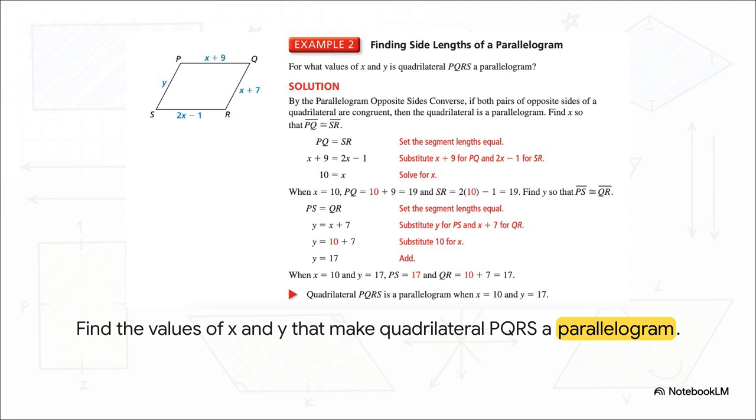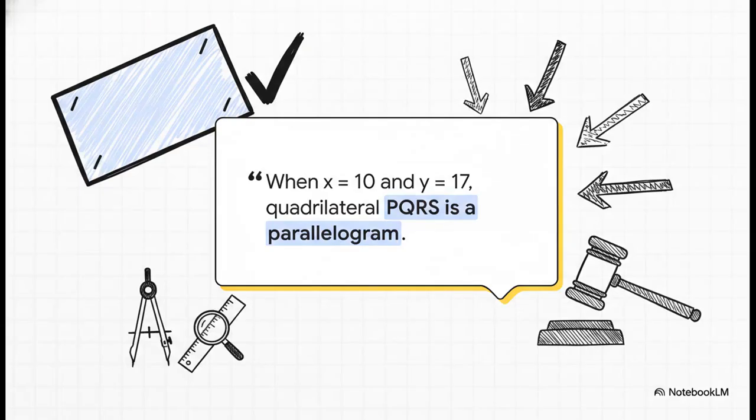First, let's set side PQ equal to its opposite, SR. That gives us an equation: x plus 9 equals 2x minus 1. A little algebra, and we find that x has to be 10. Easy enough. Now for the other pair. PS has to equal QR. So y equals x plus 7. And since we just figured out that x is 10, we can plug that in, and y has to be 17. And there you have it.